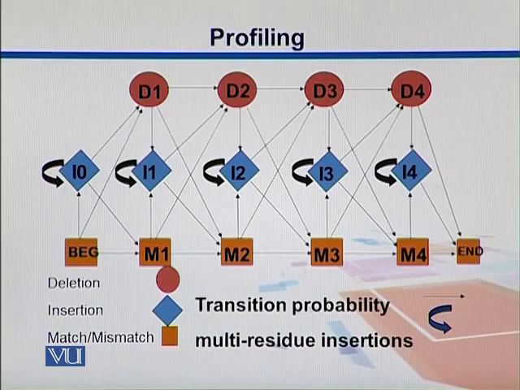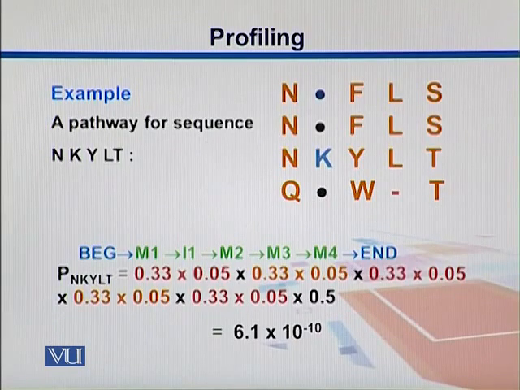These edges, the arrows, represent your probabilities. A transition probability is an arrow, and this kind of half-circular arrow is your multiple residue insertions, where you can get a large number of residues inserted, and then you go further where you can get some match point. In this way, the system can move from one state to another, and all the possible states have been put into this kind of model. So here is one example. We try to get a pathway for a sequence like NKYLT.